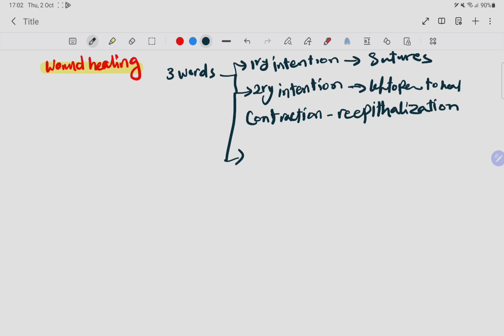Let's talk about number three. Number three is delayed primary. This means that I will use my own sutures, but not at the time of the cut wound. This is done by using antibiotics and sharp debridement to get the wound cleaned before the primary intention. So, we talk about three words about wound healing.